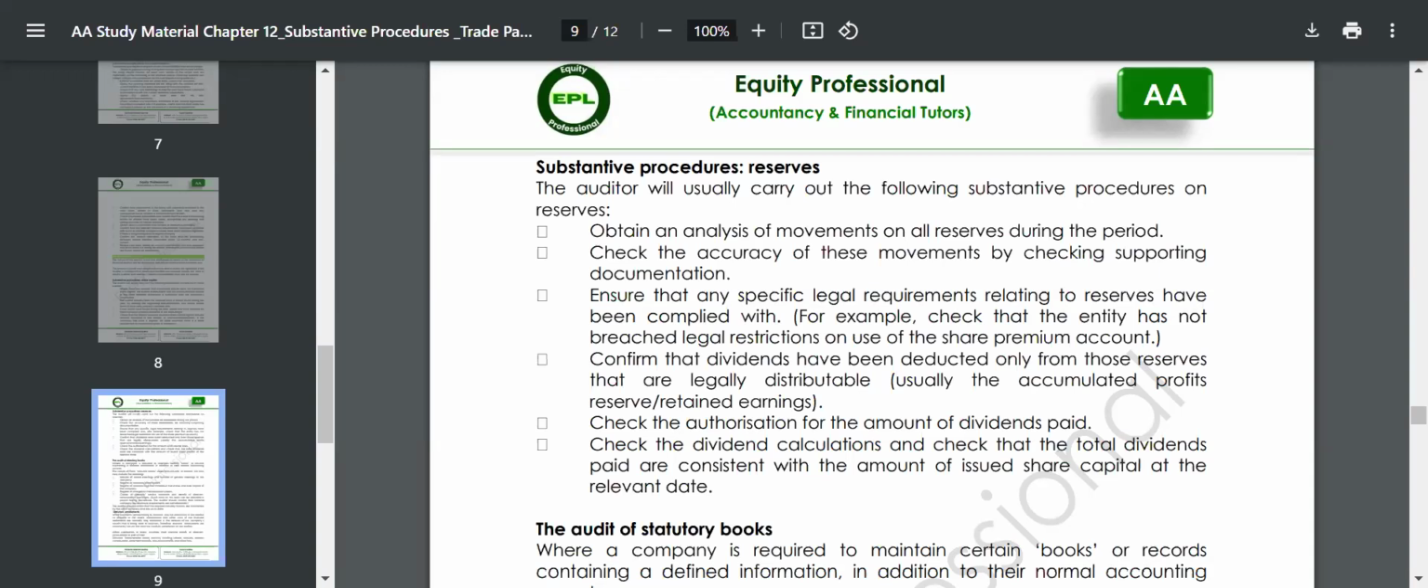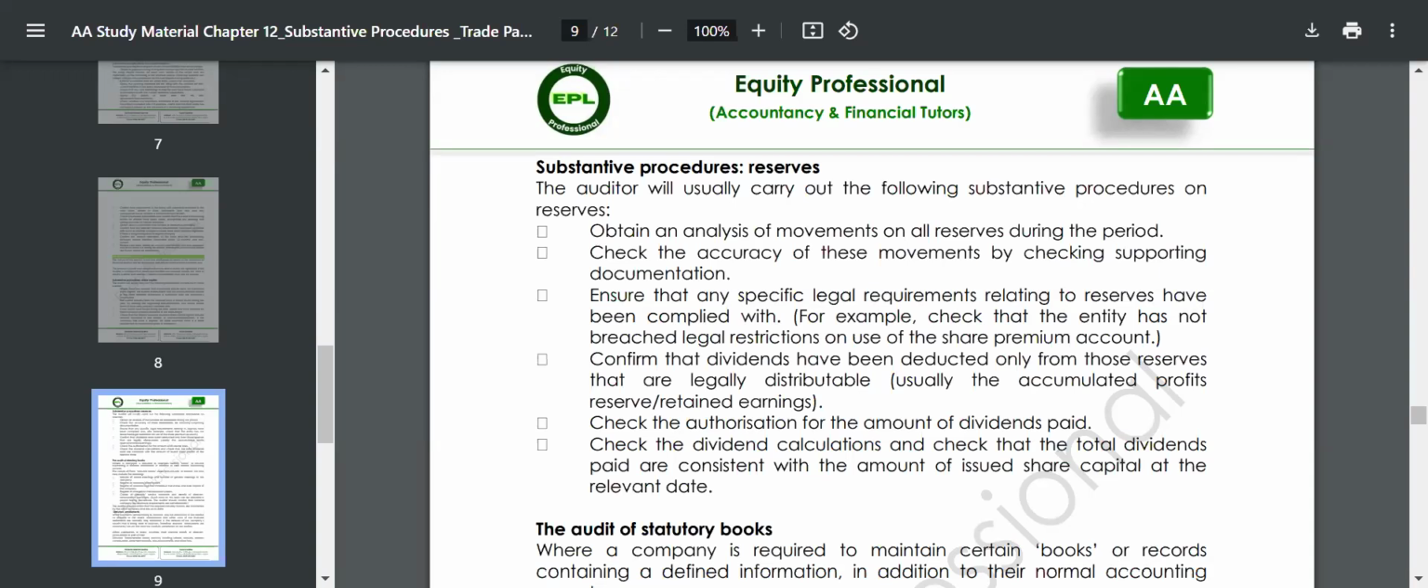And one of the first things the auditor will do when carrying out substantive procedure on reserve, because reserve is where you take money to pay dividend or to do a capital project. Reserve is also where you have your return. That's where money you use to run the business, you take it out. So the auditor will need to obtain an analysis of how money is moving in and out of the reserve during the period under review.